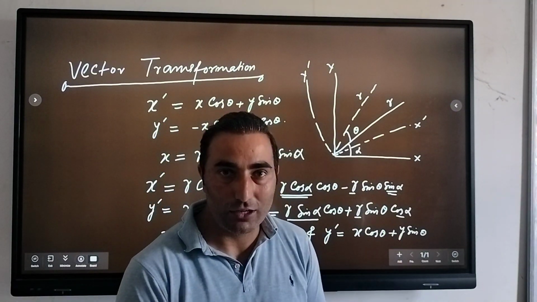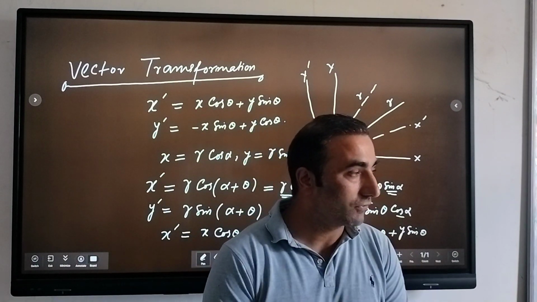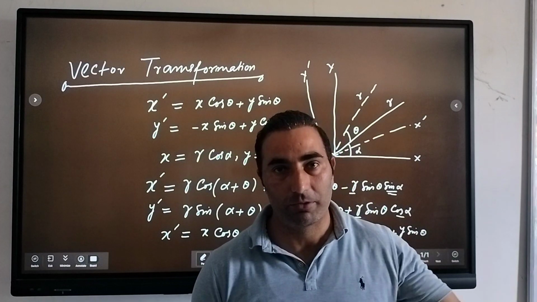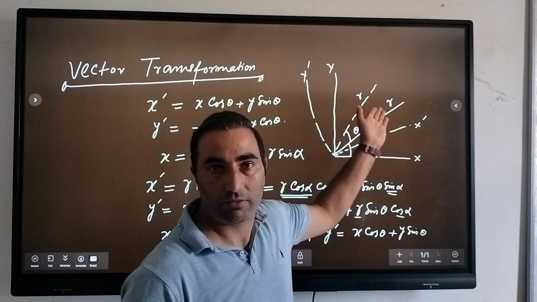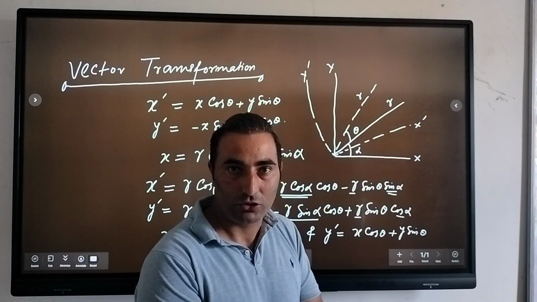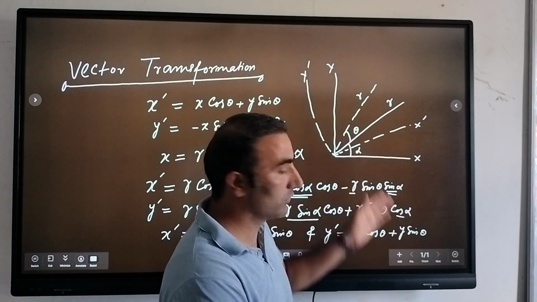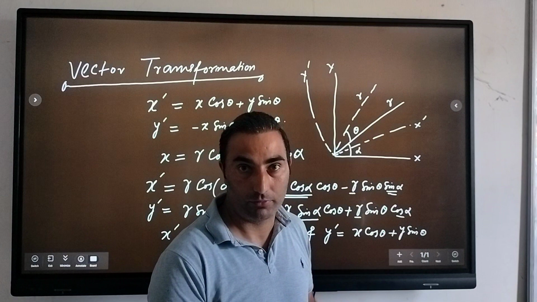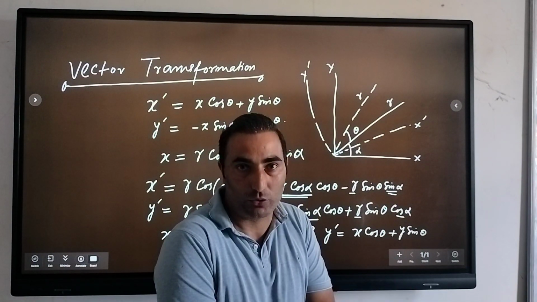Why am I doing this? I need to write how this vector transforms if you go from the unprimed frame to the primed frame, from xy to x prime y prime. So how this vector transforms going from one frame to another frame, or how these are related to each other.